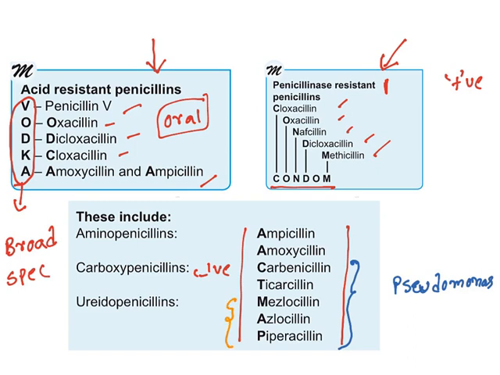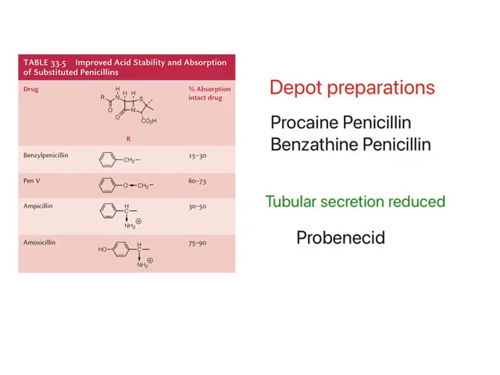The last three, mezlocillin, azlocillin, piperacillin, are also effective against Klebsiella. You can see the spectrum of activity is increased enormously with these newer penicillins. Next, look at this. See, the oral absorption is increased. See, benzyl penicillin cannot be taken orally. Only 15 to 30% is absorbed. Whereas penicillin V, amoxicillin have very good absorption. Ampicillin has a little bit lower drug absorption.